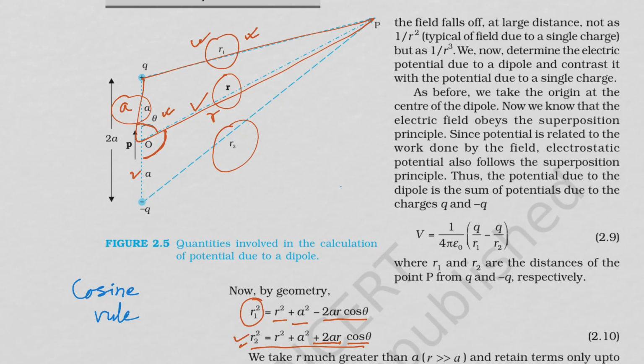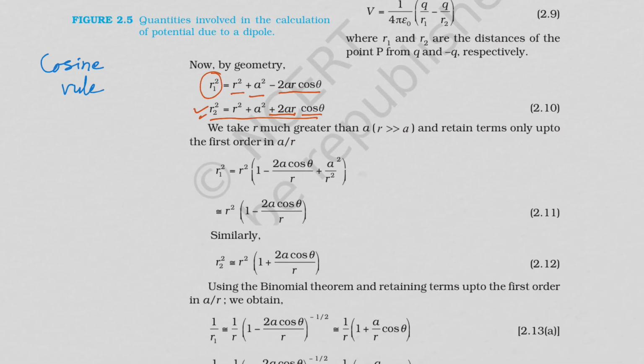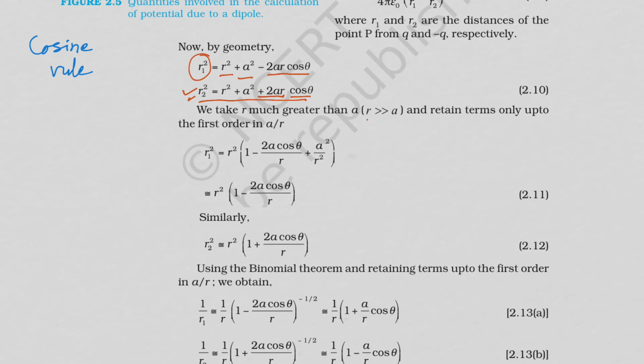Also keep in mind that this distance a is too small compared to the distance r. Okay, so we will work on that also. So let us go to the next step. Since r is way bigger than a, what we will be doing here is taking r square common on the right hand side of the first equation.